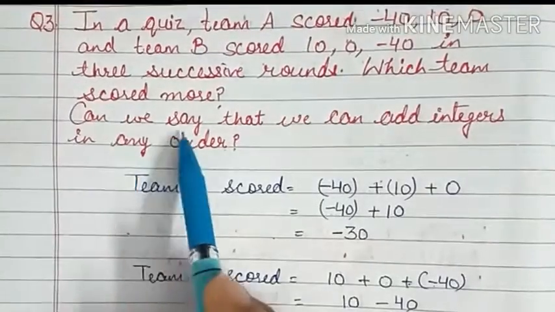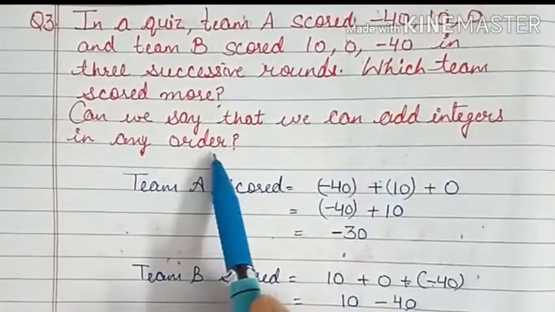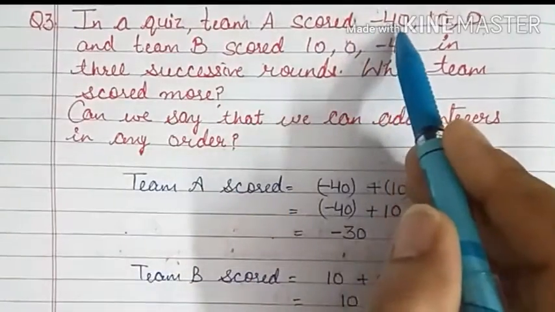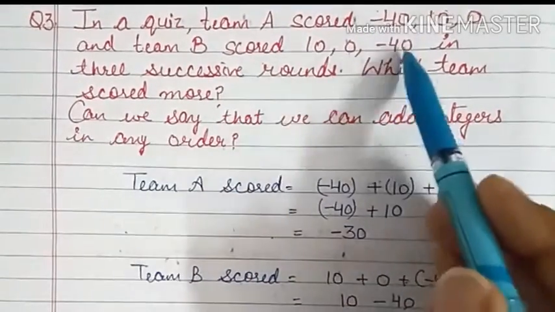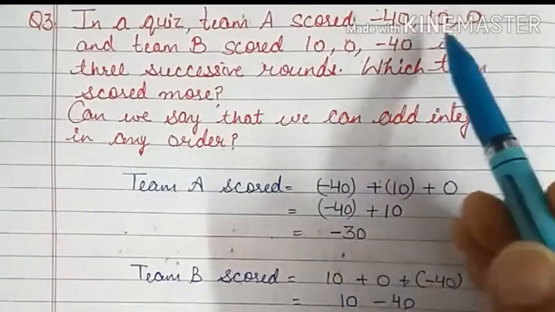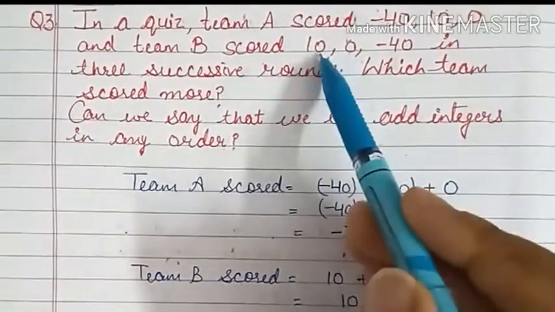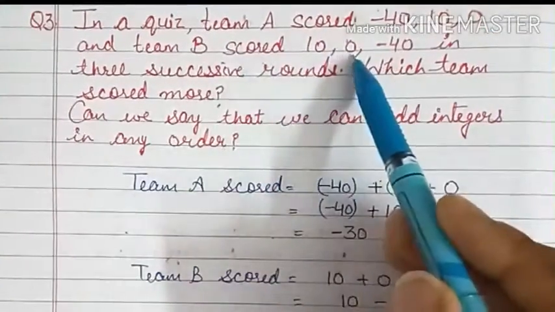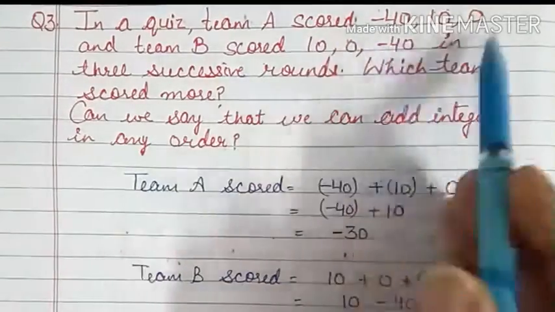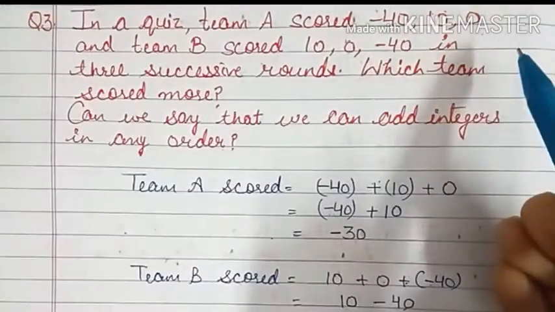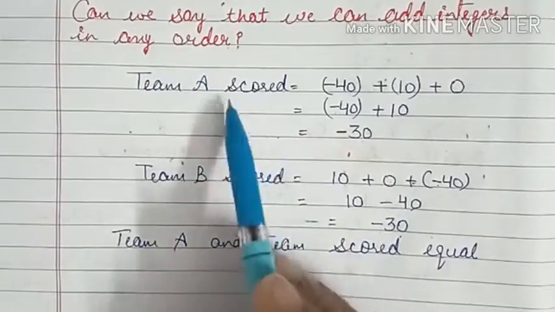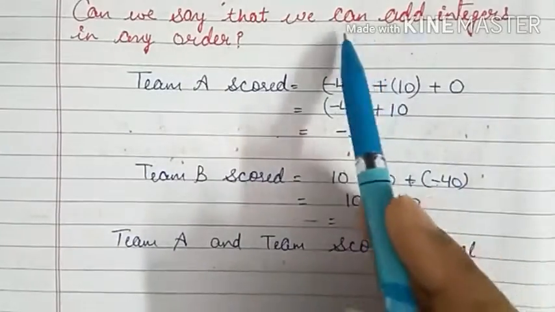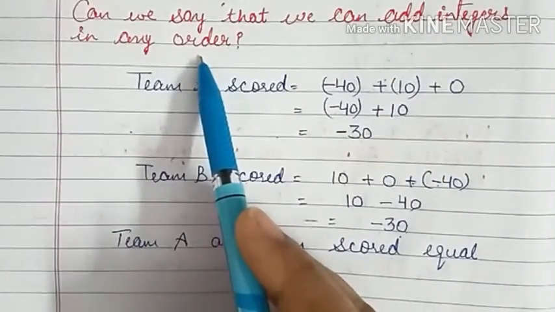Further it is asked, can we say that we can add integers in any order? So we can see here team A scored -40 in the first round and team B scored -40 in the third round. Team A scored 10 in the second round, team B scored 10 in the first round. Team A scored 0 in the third round, team B scored 0 in the second round. That means the scores are the same, but their order is different. But when we add them, the total of their score is the same. So it means we can say that we can add integers in any order.